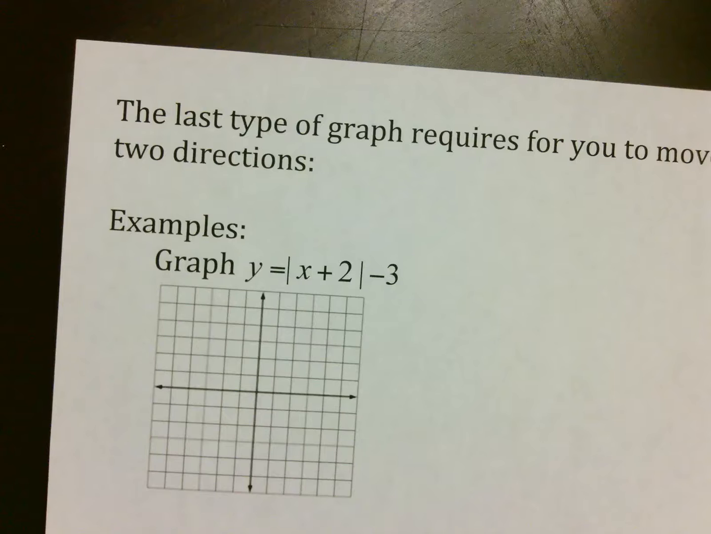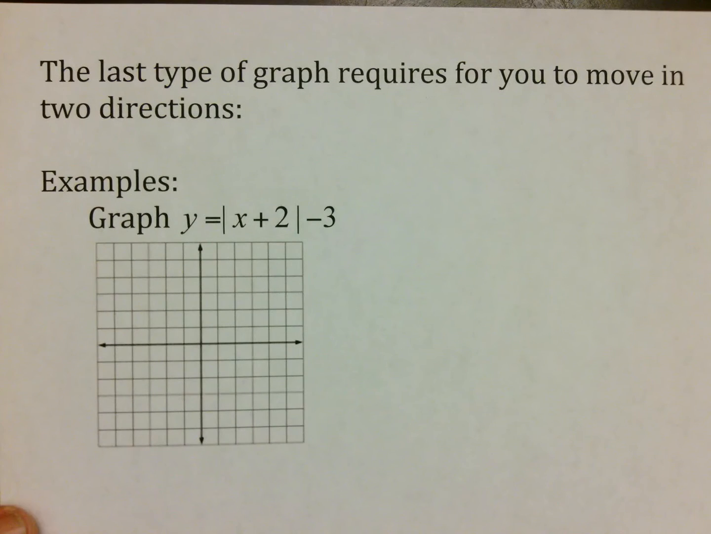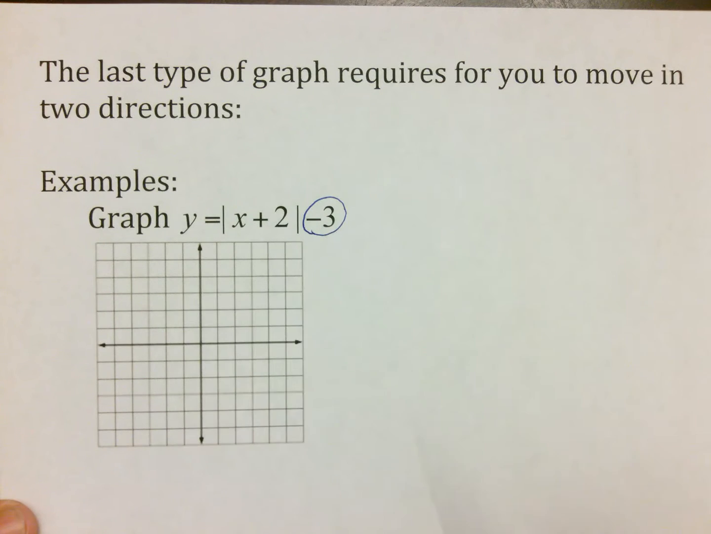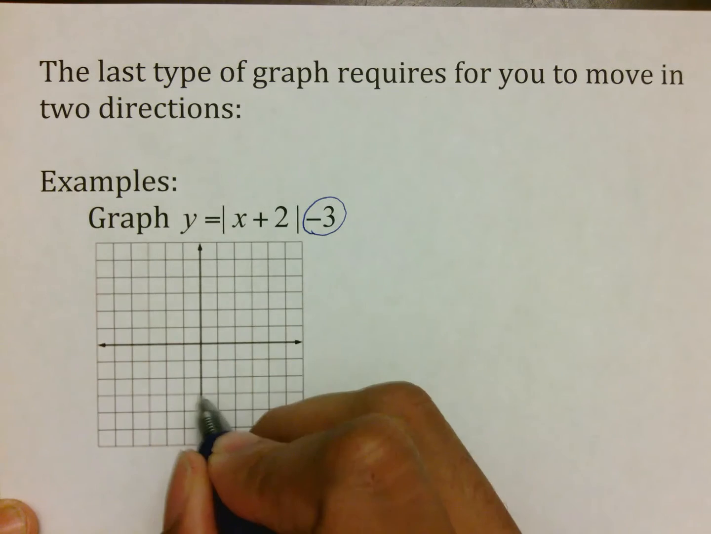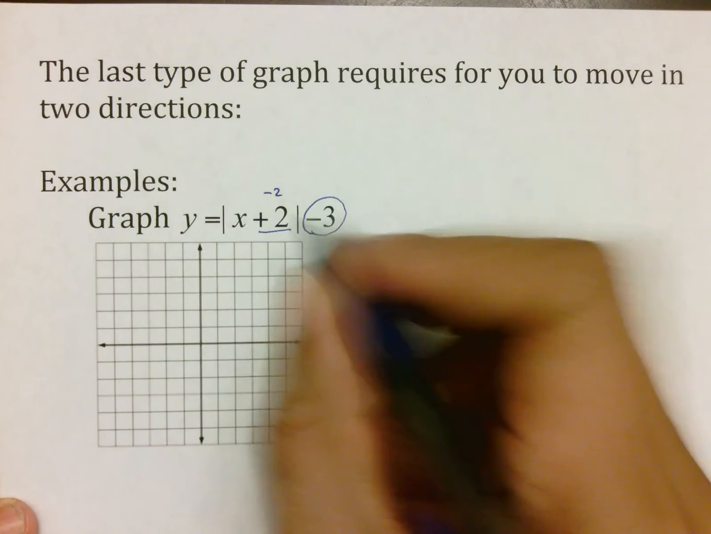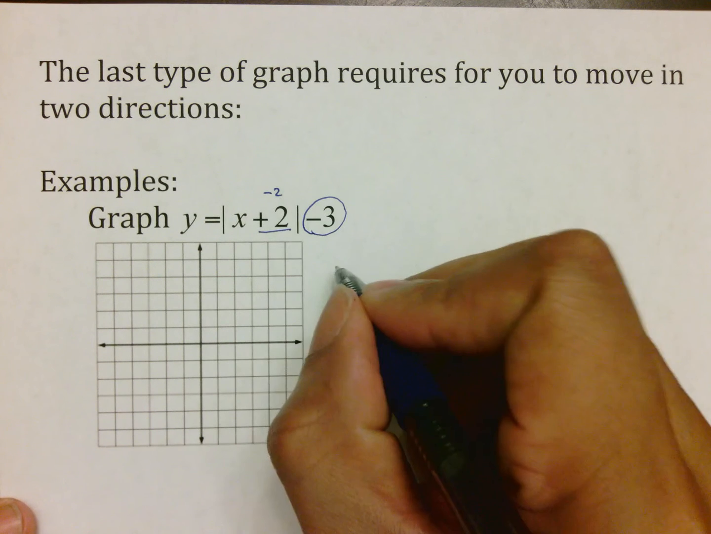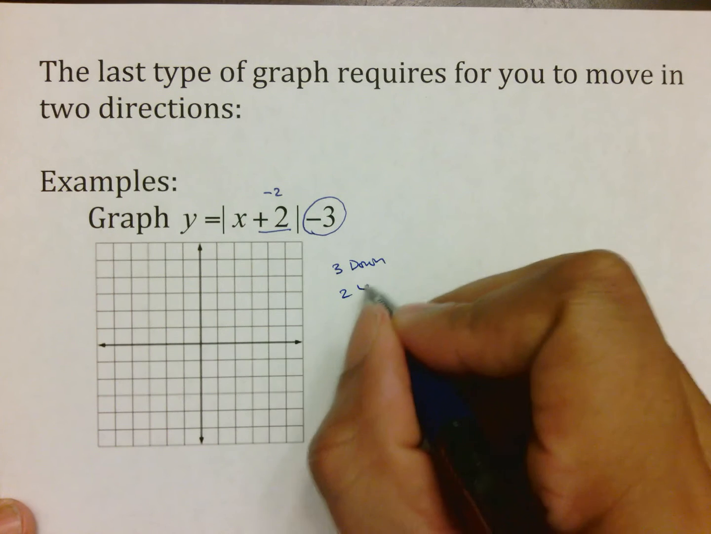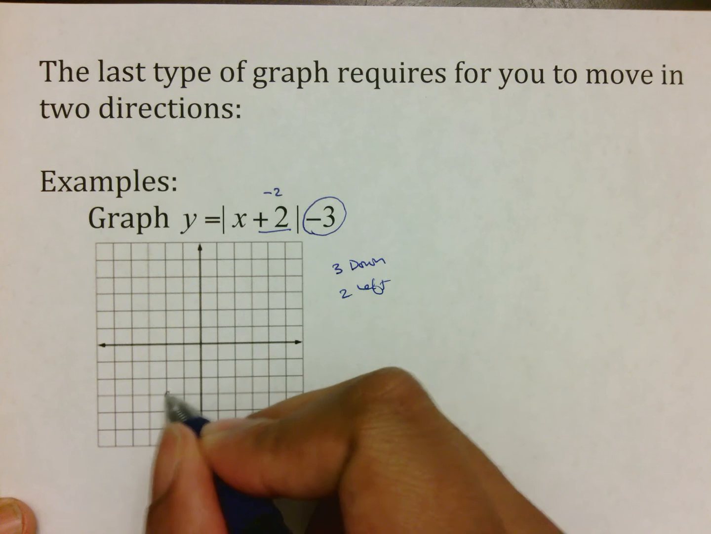The last type of graph, which is on the back side of your sheet, I believe, asks you to move both directions. Now this is just where your organization comes in. That's why I've always circled the outside number, because I know what that's telling me to do. This negative 3 here is telling me to go down 3. But I also have a second number that's telling me to go back 2, not right 2, because remember plus 2 means it's a negative 2. So you go 3 down, because of that negative 3, and 2 left, because that's a negative 2.